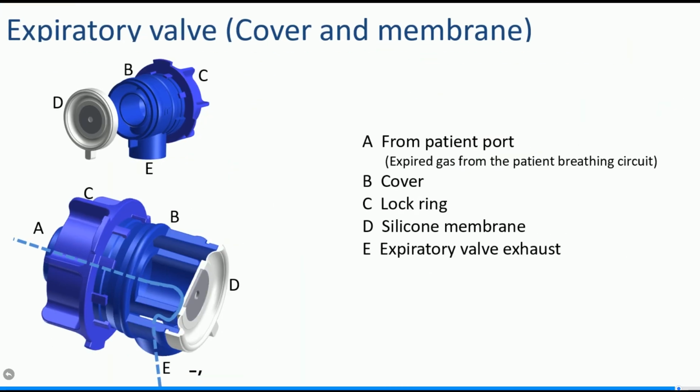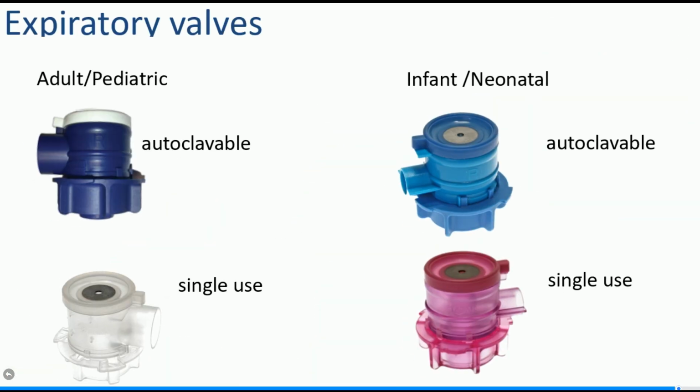Exhaled gas from the patient enters the expiratory valve cover and gets the desired resistance applied by the membrane before being expelled to room air. The surface of the membrane controlled pneumatically by the expiratory valve is approximately 1.6 times larger than the surface to close the expiratory valve. For example, to apply PEEP of 5, only about 3 millibars of pressure needs to be applied to the membrane. 4 different expiratory valve covers are available, namely an autoclavable and a single use for adult, as well as an autoclavable and single use for infant and neonatal.